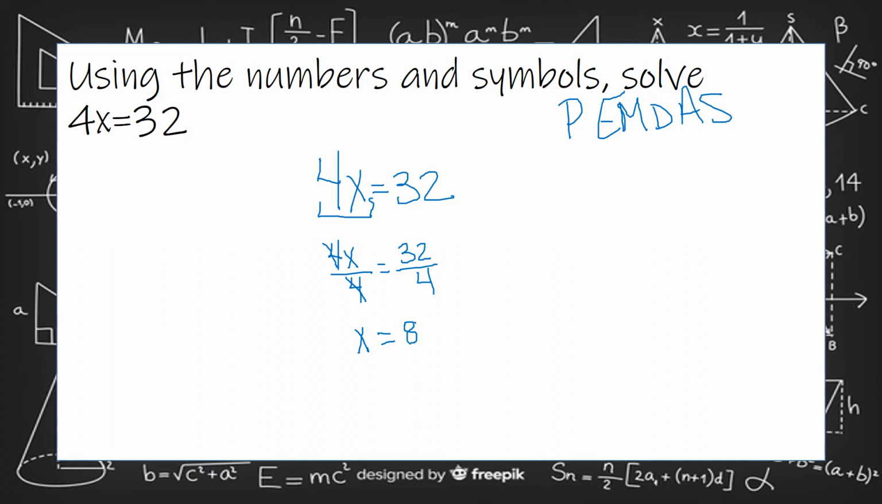So using those numbers and symbols, we said 4x equals 32, and we solved to find out that x equaled 8.